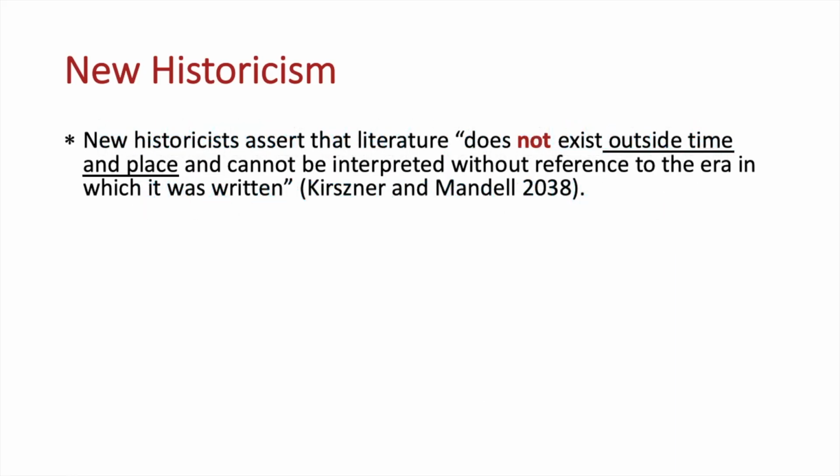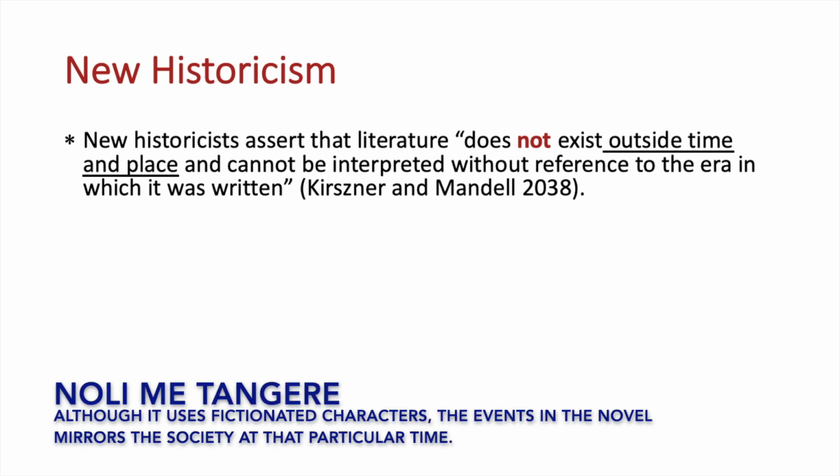The new historicism believes that literature does not exist outside the time and place and cannot be interpreted without reference to the era in which it was written. So, for example, if we criticize Noli Me Tangere using new historicism or the historical approach, we are going to criticize it based on when it was written, because that particular novel mirrors what was happening in the society at that particular time.